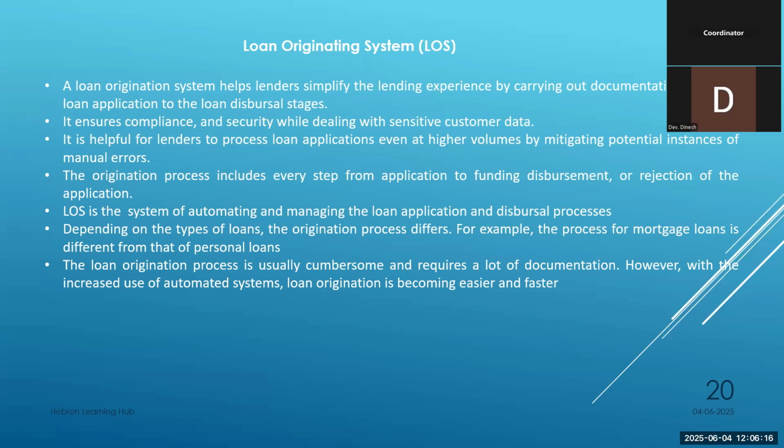It is helpful for lenders to process loan applications in higher volumes, and it reduces errors. It includes every step from application to sanctioning to funding and disbursement or rejection of the application. The loan can be approved or it can be rejected. Whether it is approved, the entire money, payment, and disbursement is done online, or if it is rejected, the communication to the customer is also sent online.